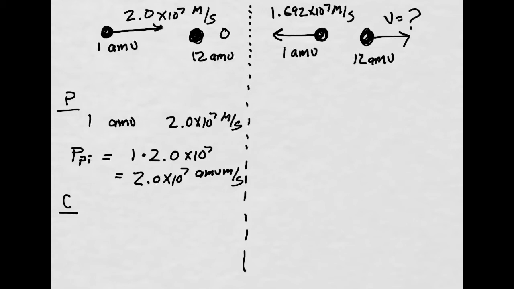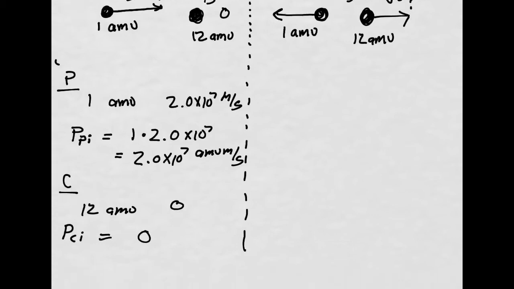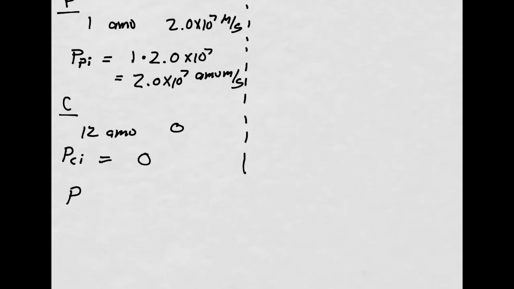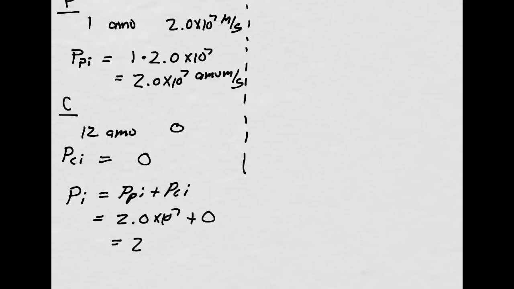Our carbon has a mass of 12 AMU and an initial velocity of 0. So P carbon initial is equal to 0, which gives us our initial momentum, which is P proton initial plus P carbon initial. And that is 2.0 times 10 to the 7 plus 0. So 2.0 times 10 to the 7 AMU meters per second.